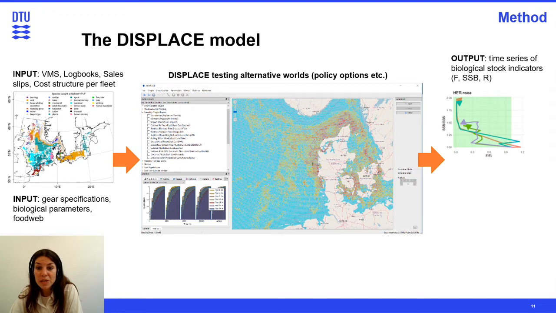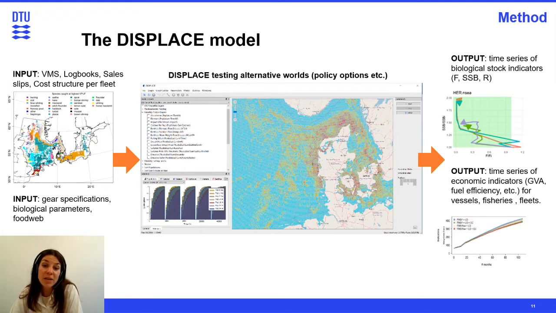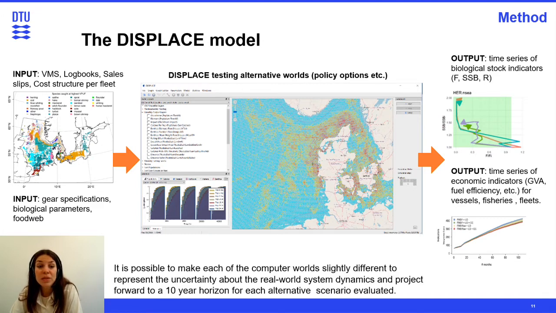Those simulations then result in time series of biological indicators, such as recruitment, fishing mortality or spawning stock biomass, and economic indicators, such as the gross value added and fuel use. It is possible to project the real world in the future, and by making each run slightly different, it is also possible to estimate the uncertainty of those predictions.